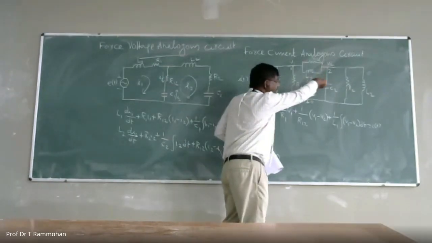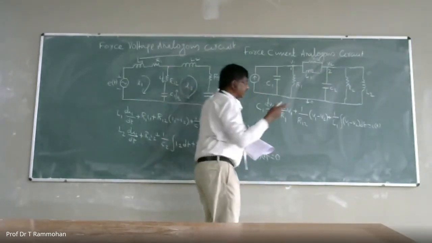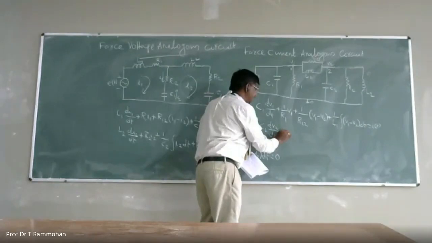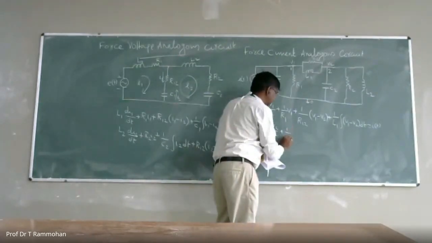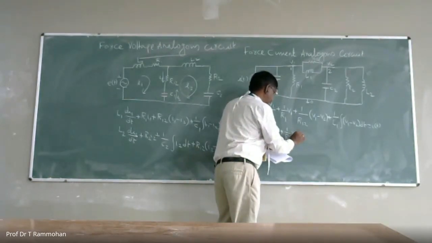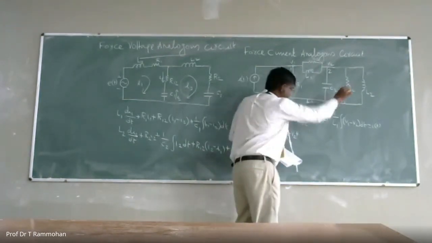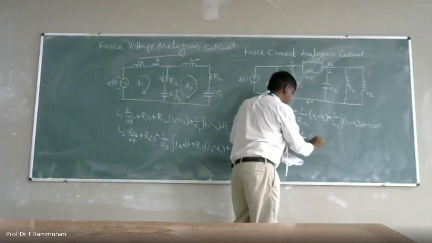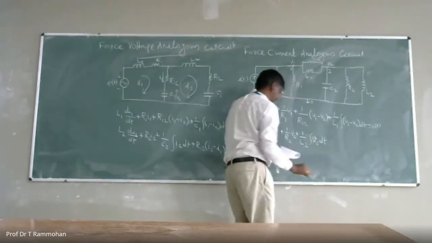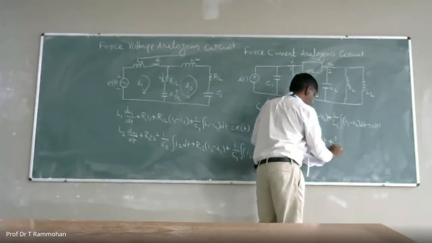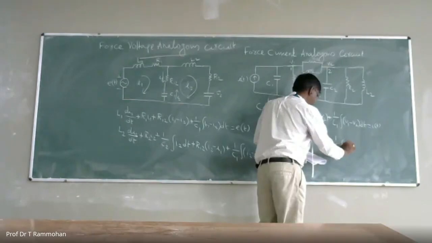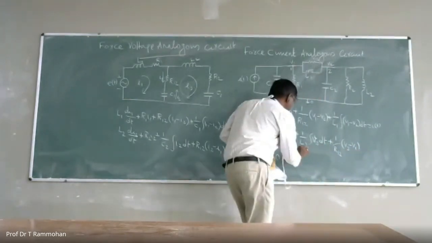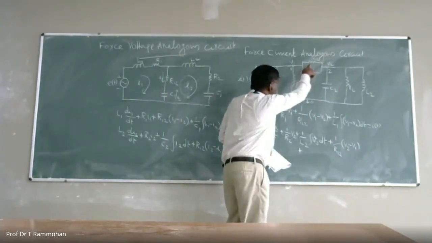Now I write the equation for node 2. So, for node 2, the equation: C2 dV2 by dt plus 1 by R2 V2 plus 1 by L2 integral V2 dt plus 1 by R12 (V2 minus V1) plus 1 by R12.